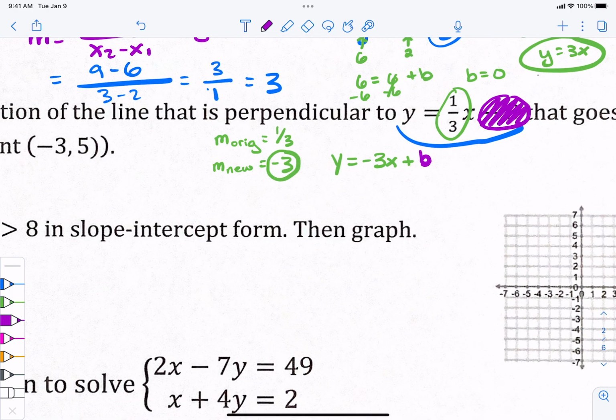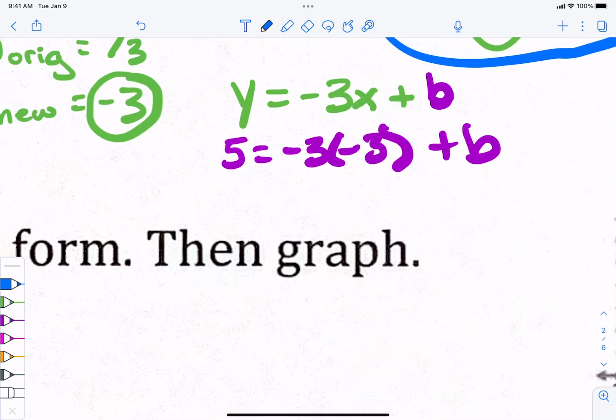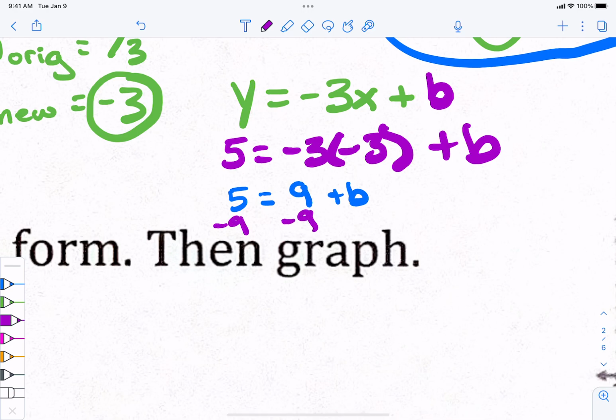How do I find the new b? Plug in the point (-3, 5). So 5 goes in for y, and -3 goes in for x. This is 5 equals -3 times -3, which is 9, plus b. Then subtract the 9. So b is -4.